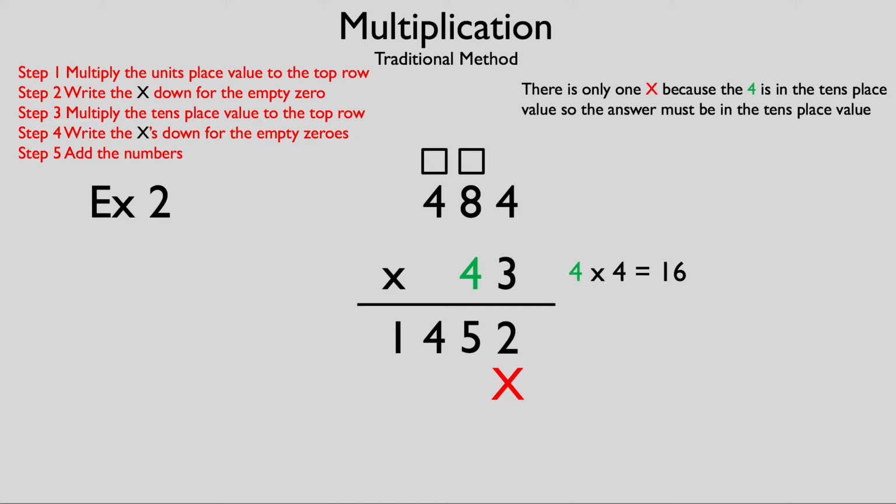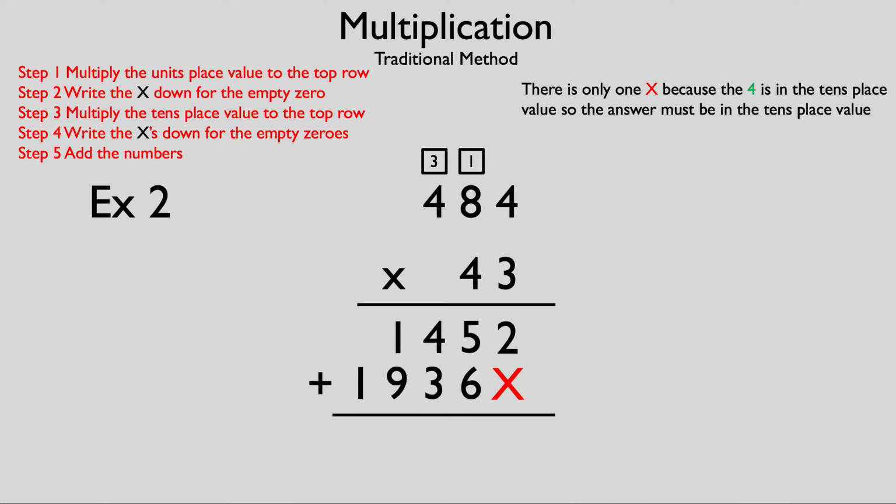Now let's go ahead, 4 times 4, which is 16. Put the 6 below and carry the 1. So now we need to do 4 times 8 plus 1, which is 33. So we put the 3 below and the 3 above. So now we need to do 4 times 4 plus 3, which is 19. Once again, we don't have anything else to multiply, so you can just drop the 19 below.